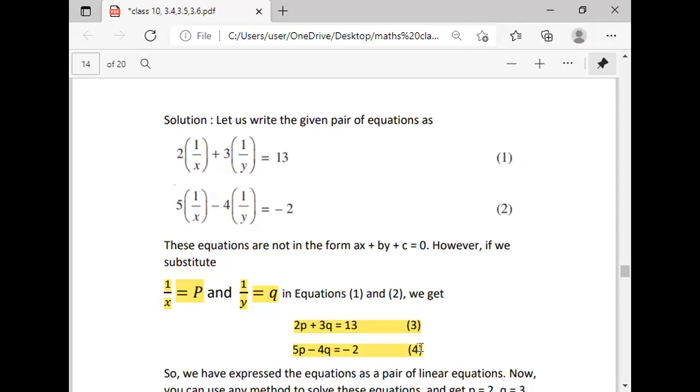We are substituting 1 by x equal to p and 1 by y equal to q. And again, now you can use any of the methods. There are 4 methods we have learned already: either you can use graphical method or substitution or cross multiplication or elimination. Any method can be used.